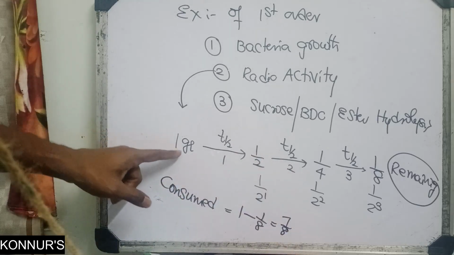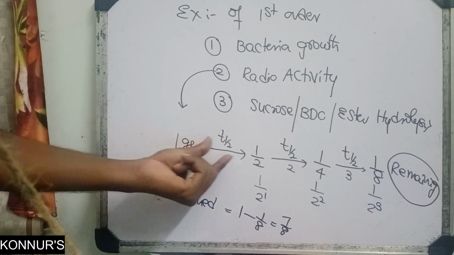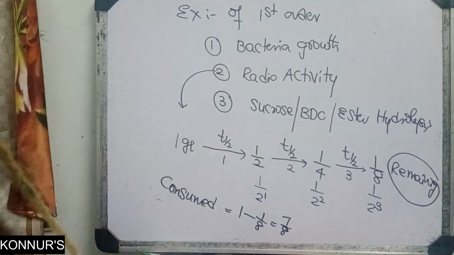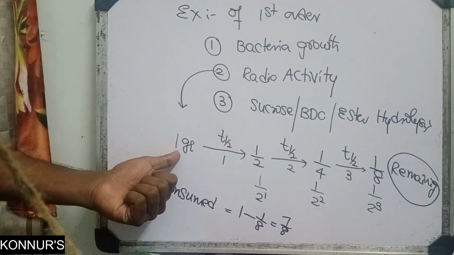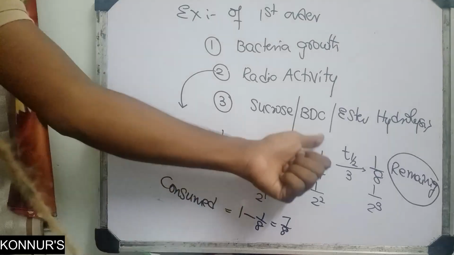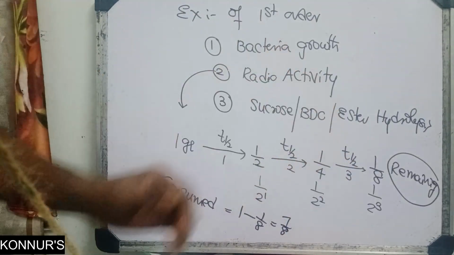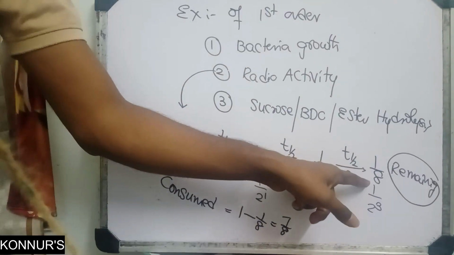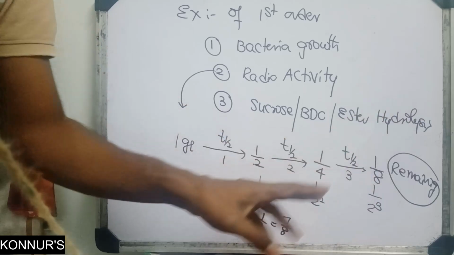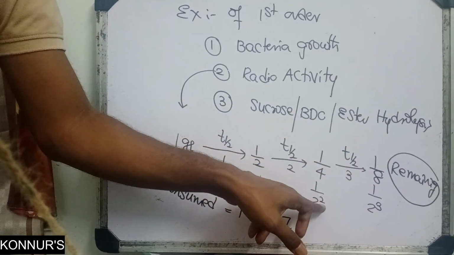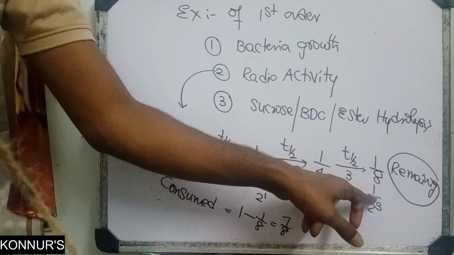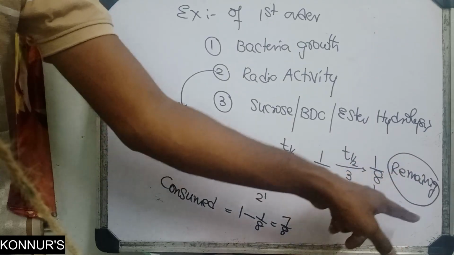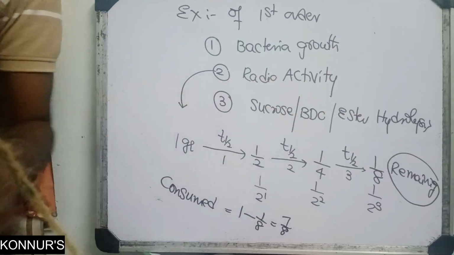So instead of 1 gram, they may give 100 grams. 100 grams means 50, 25, next 12.5, like that you can move. Otherwise, initial concentration a they will give. So a by 2, a by 4, a by 8, like that. If n t halves have happened, how much is remaining? You can put 1 by 2 to the power of n. See, 2 t halves means 1 by 2 to the power of 2. 3 t halves means 1 by 2 to the power of 3. n t halves means 1 by 2 to the power of n. So like that you can take the formulas.